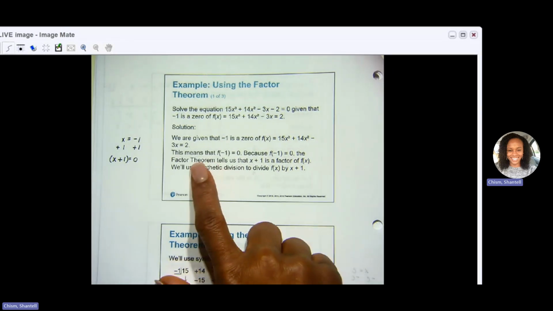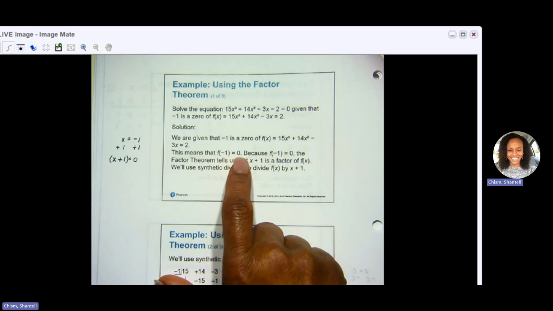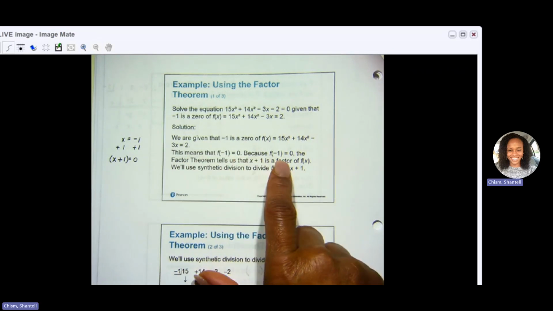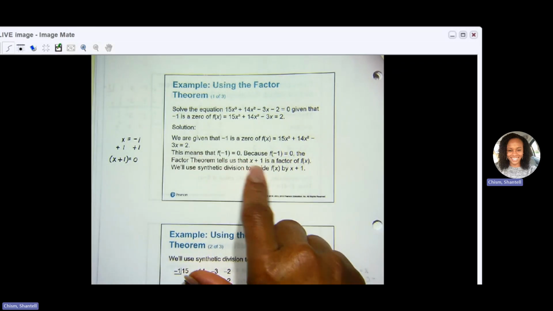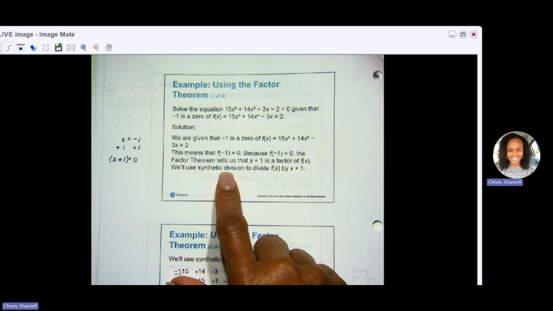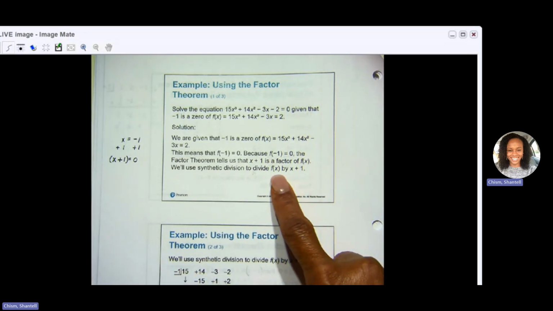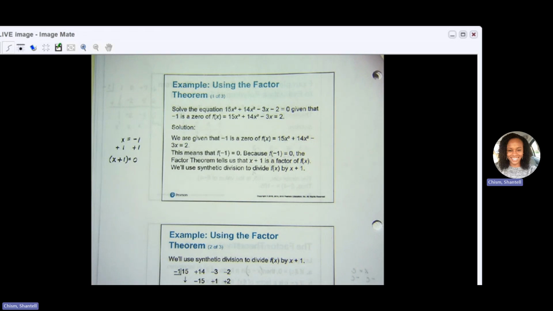So that's what we're going with right here. It says this means that f at -1 equals 0. Because f at -1 equals 0, the factor theorem tells us that x plus 1 is a factor. And therefore, we can use synthetic division to divide f of x by x plus 1. And using synthetic division will help us to find the other solutions, okay? It will help us to find the other solutions.